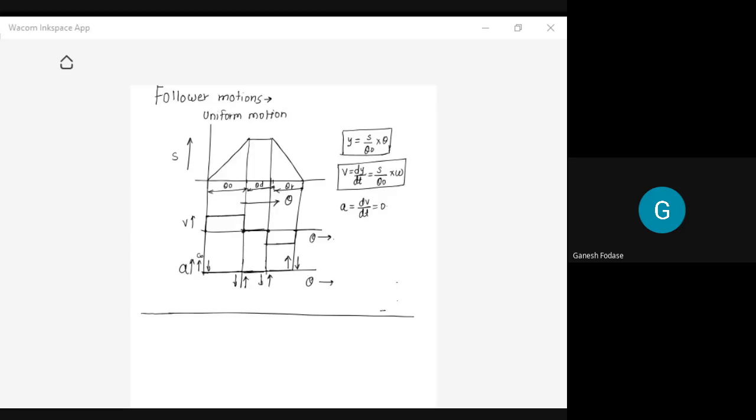So in the previous lecture, we discussed follower motion when it is moving with a uniform motion. That is the first type we discussed. Now we have to go to the next topic, that is when the follower is moving with simple harmonic motion. So the second type we have to discuss.